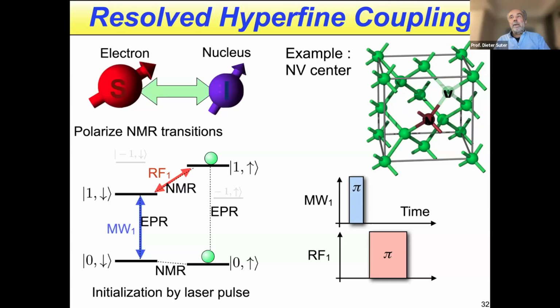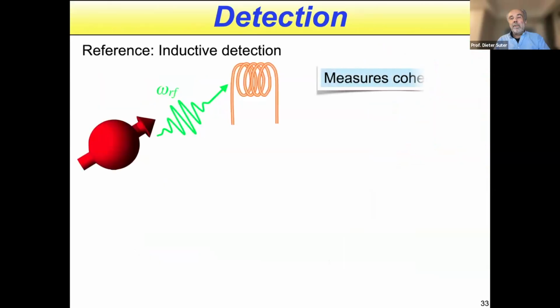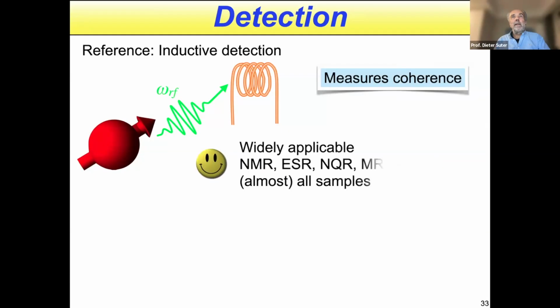Now this was about increasing the polarization. What about detection? Normally, our reference is inductive detection. So we detect a photon in the radio frequency or microwave range, for instance, with an NMR coil. This is probably the easiest way to do magnetic resonance. It's very widely applicable. All the commercial NMR systems, ESR, NQR, MRI systems have this type of detection, and you can put almost any sample into such a machine.